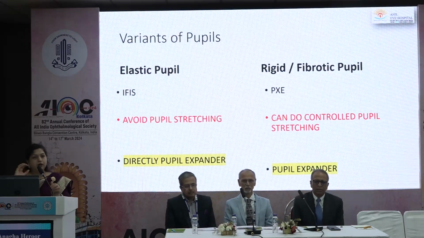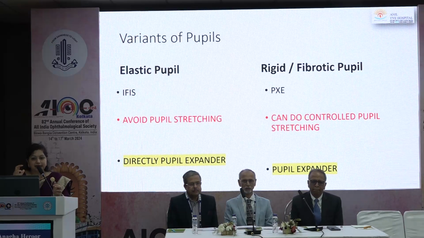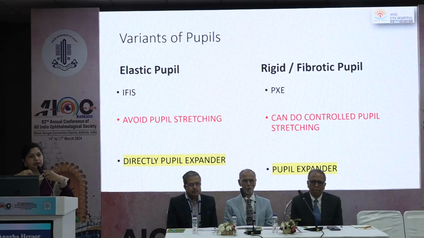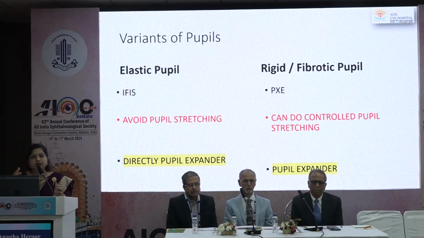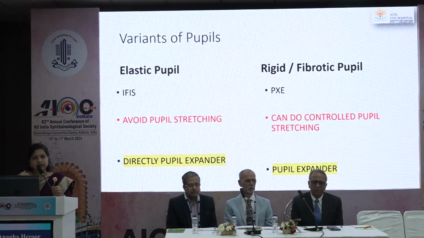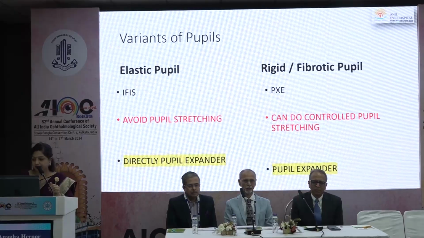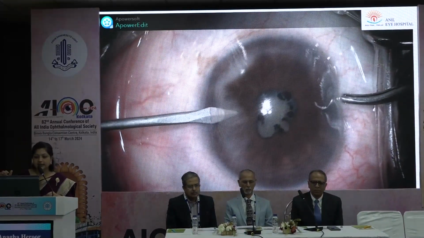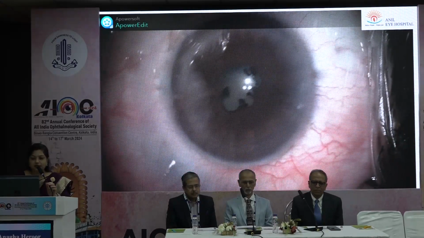The important thing to note here is if you have a case like, for example, an IFIS, you need to avoid pupillary stretching, because the moment you touch the pupil, the moment you try to manipulate the pupil more, it will cause an increase in the amount of the IFIS, and that can be actually counterproductive. So in such cases, if you have a very small pupil, you can directly go ahead and use a pupillary expander.